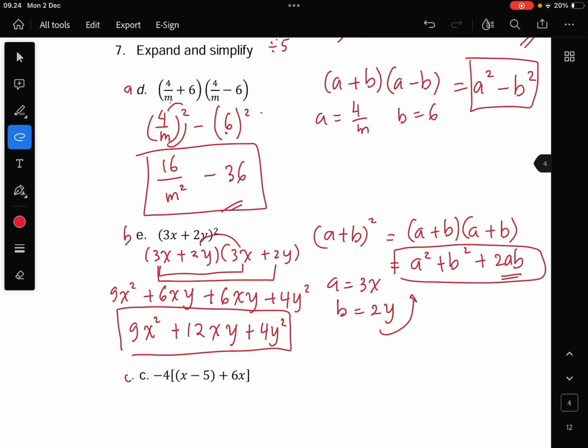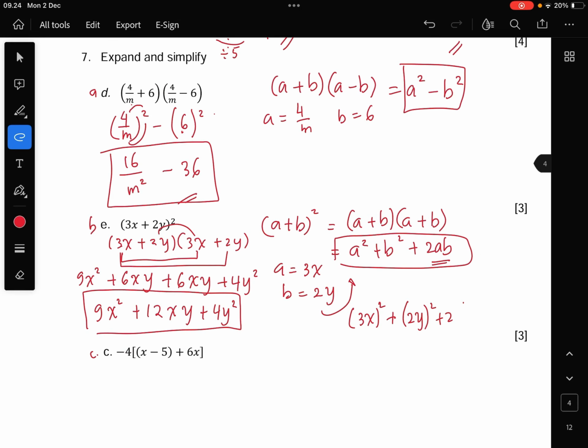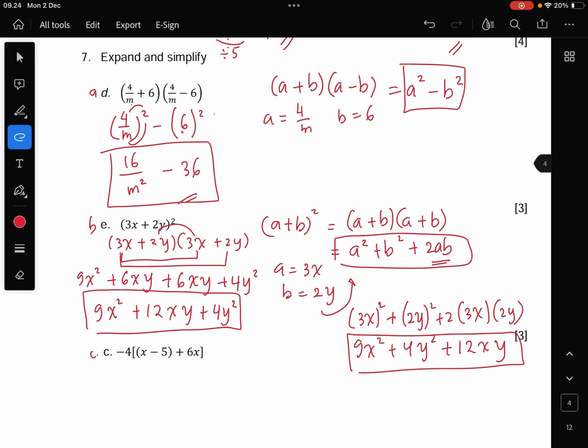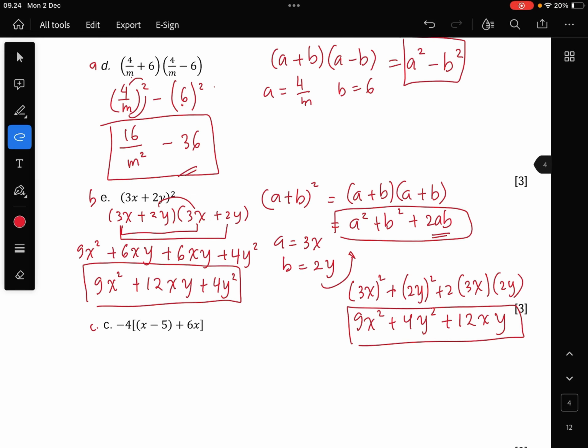Do you want to recheck with the other method? So a squared means you have 3x squared plus 2y squared plus 2 multiplied by 3x multiplied by 2y. So you have 9x squared plus 4y squared plus 12xy. The same thing. We have the same thing, right? Okay, I think that's all for this part. We can continue with the next video in part 3.